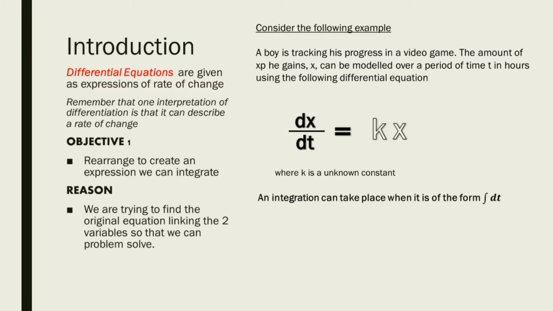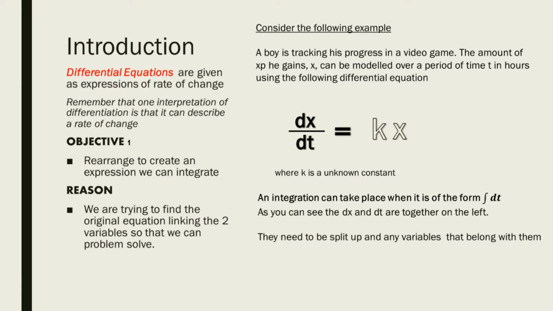Remember that integration takes place when it's in the form of an integral with respect to a variable. I've put dt, or with respect to t, in this case, but it could be with respect to any variable. So I just can't integrate both sides, because on the left we have a dx and dt together, and there's some sort of confusion there. So what we need is an expression just with the dx and an expression with the dt.